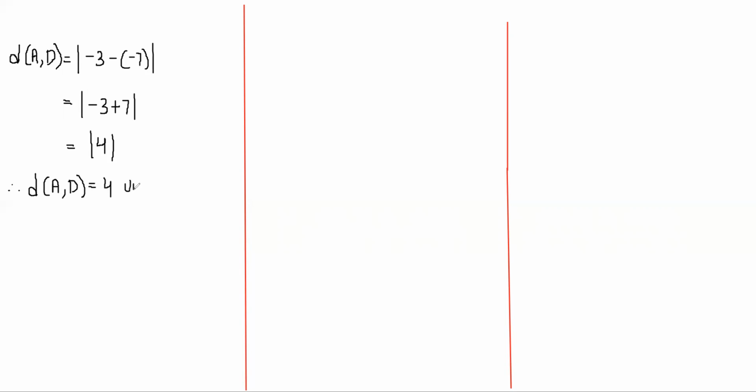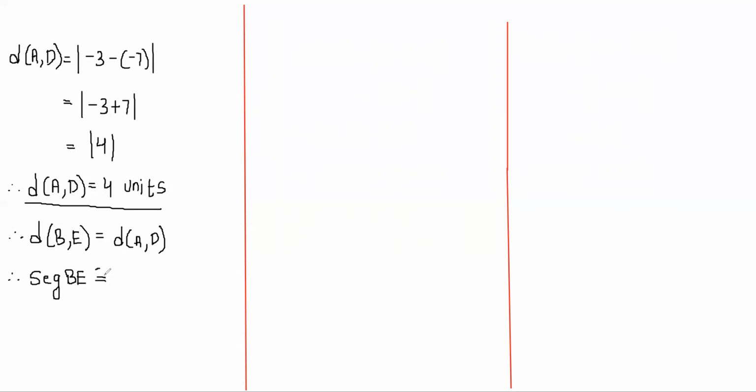So finally, we got the same value for BE and AD, that is 4 units. So next step, we are writing, therefore, distance of BE is equal to distance of AD. Therefore, segment BE is congruent to segment AD. Our final answer. So whenever we have to determine whether two segments are congruent or not, that distance should be equal.